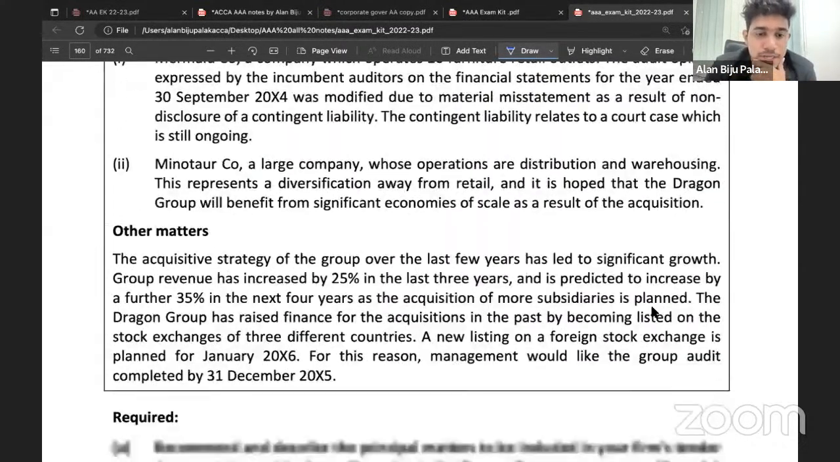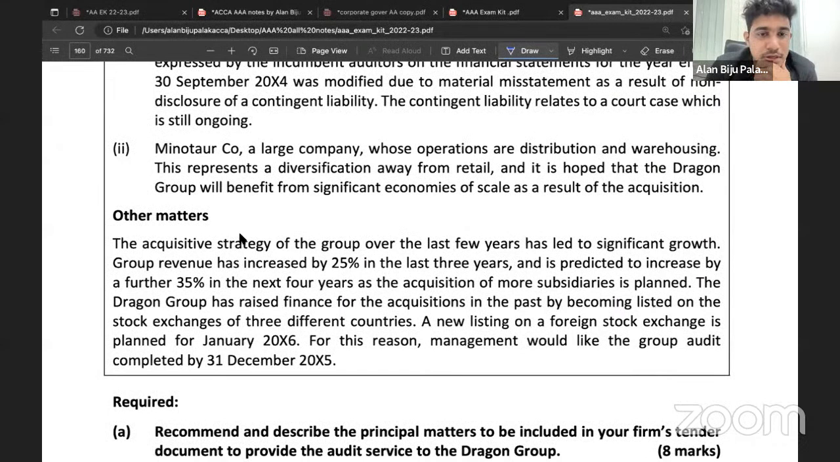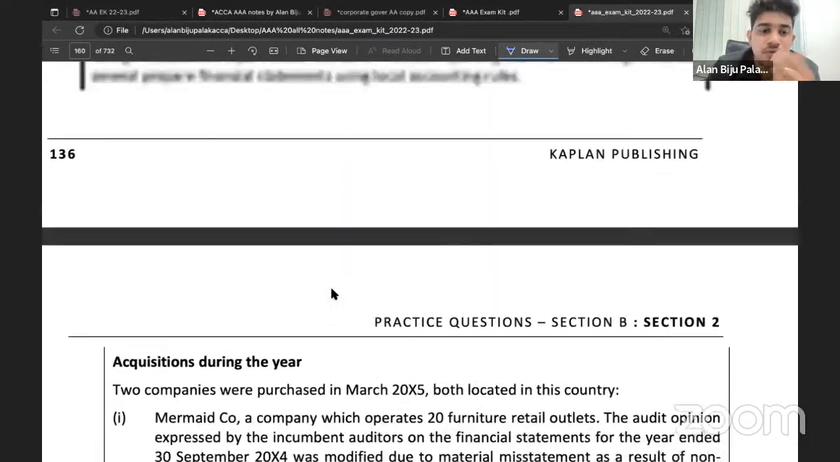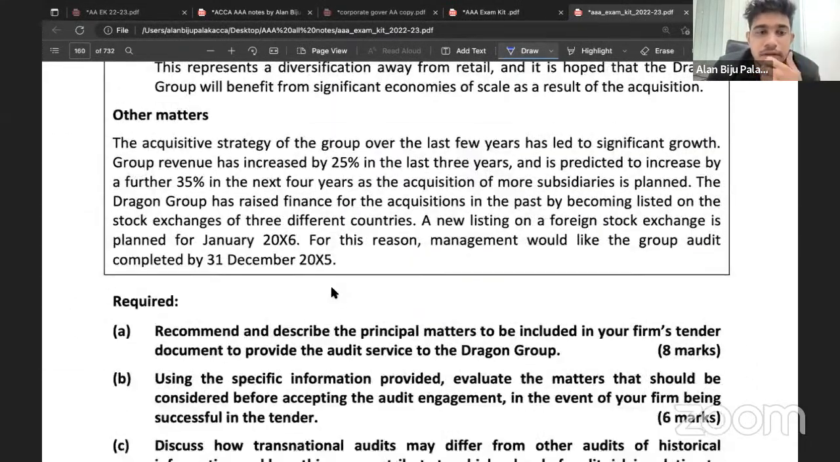So please do one thing, everyone. Please read this area and consider the matters that the auditor needs to consider before accepting this specific engagement. Well, there are a number of other factors to be considered over here. So for the time being, please go through this paragraph and consider the matters to be considered by the auditor before accepting this specific audit work.